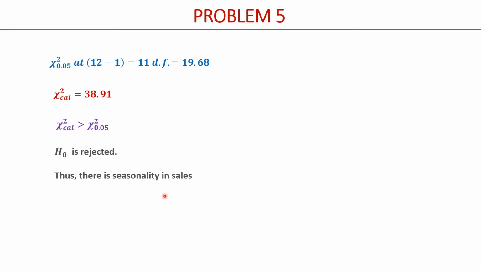I hope the 5 problems were comfortable for understanding. You can attempt a few more questions from any of the statistical books around you, and we shall discuss the next application of chi-square distribution, which is the independence of attributes, in my next video.